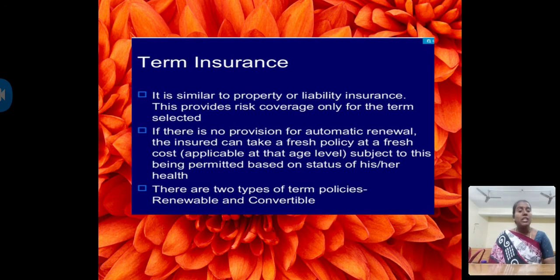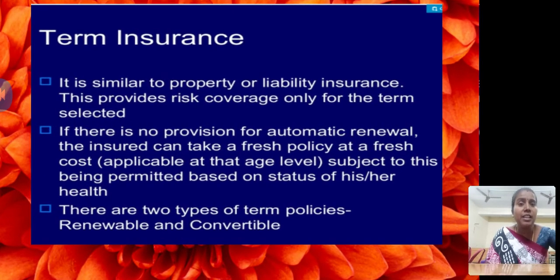Okay, so the first one is term insurance. What is the meaning of term insurance? You can see here, it is similar to property or liability insurance. This provides risk coverage only for the term selected. What is the meaning? Suppose you want to pay for 1 year. You want to join the medical policy, yourself and your family members. The family is composed of 5 members: husband, wife, 2 children and grandmother or grandfather.